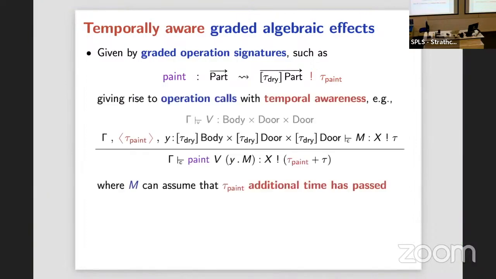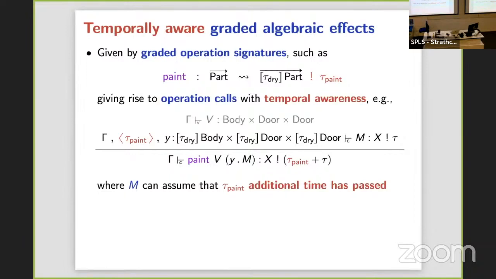And then when you look at how it appears in the language and in the type system, it's almost like a usual graded algebraic effect operation. So we have the continuation, it takes tau time units. When we apply paint, then the whole computation takes the time of the continuation plus the time of the operation.